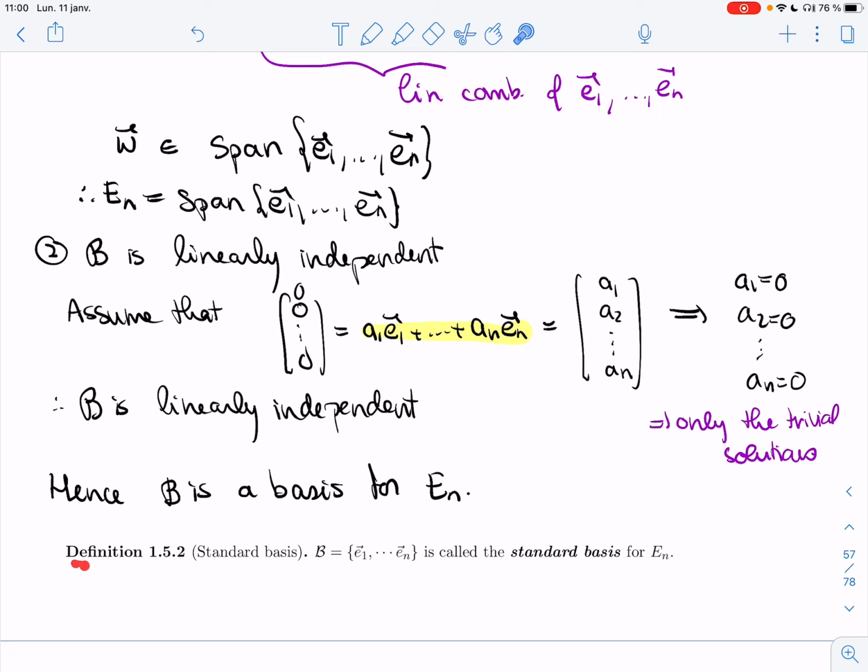Let's put in a definition. This specific basis for R^n is called the standard basis. It's the most natural one for R^n, so we'll refer to it once in a while.